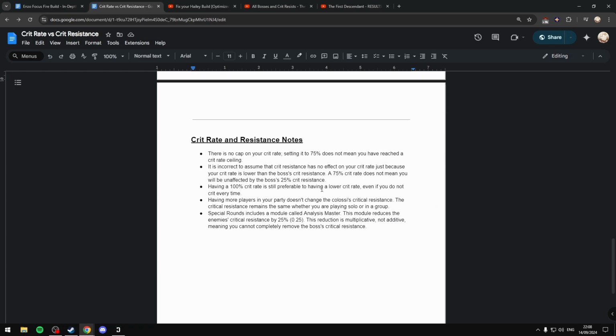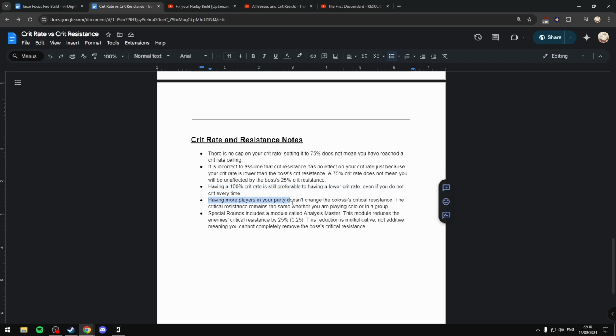Here's a couple of notes that I added to this as well if you wanted to go over them. I've also seen people confused saying that if the boss has 25% crit resistance, then there's no point in having the extra 25% crit rate. This is incorrect, as having 75% crit rate doesn't mean that you'll be unaffected by the boss's 25% crit resistance. So having 100% crit rate is still preferable.